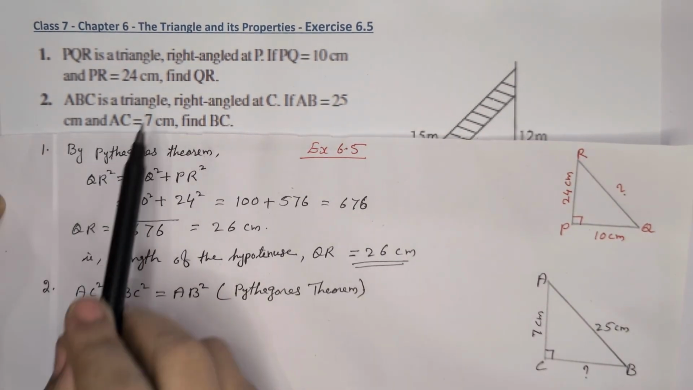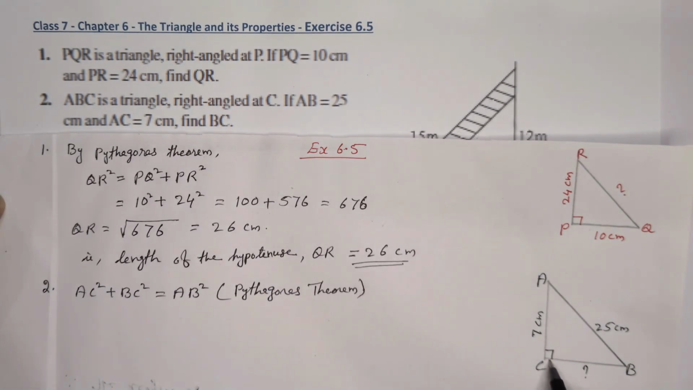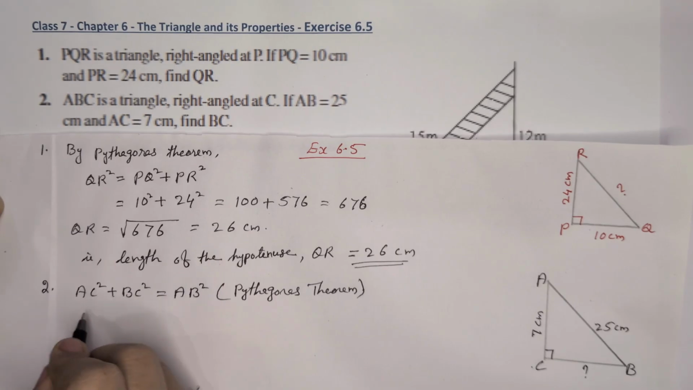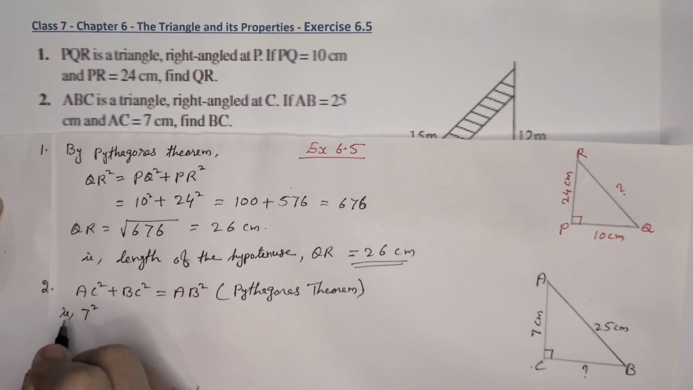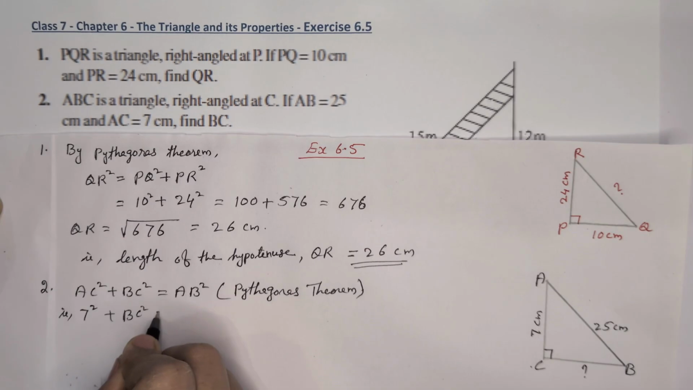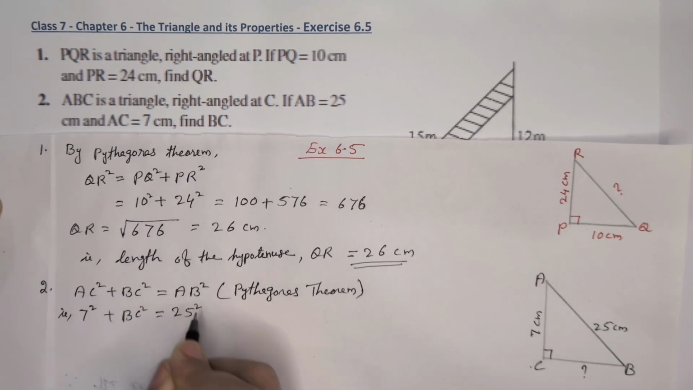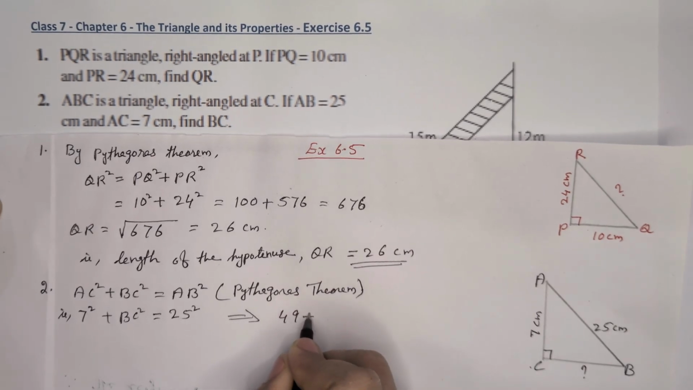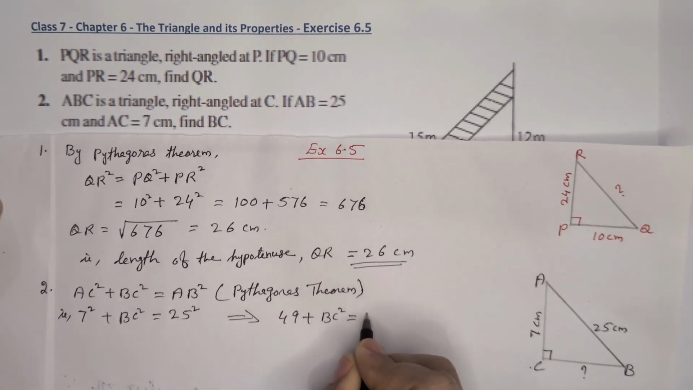Second question, in triangle ABC, right angled at C. If AB, that means the hypotenuse, AB is 25 centimeter, AC is 7 centimeter, find BC. So we can write AC square plus BC square is equal to AB square, Pythagoras theorem. And AC is here 7. So 7 square plus BC square is equal to AB, that is 25 square, which implies 7 square means 49 plus BC square is equal to 25 square, that means 625.